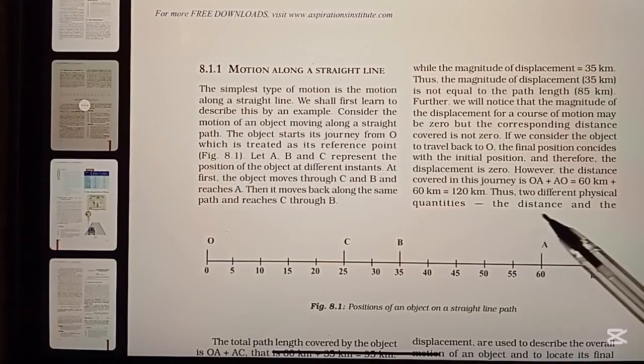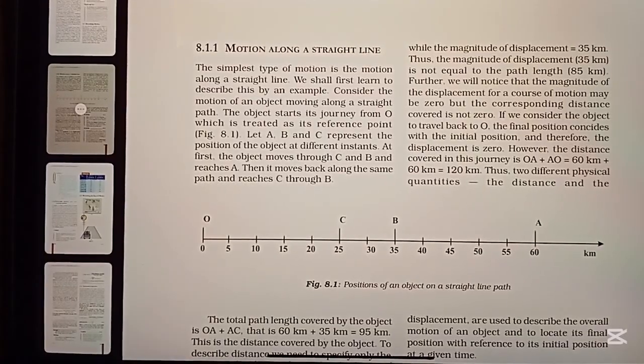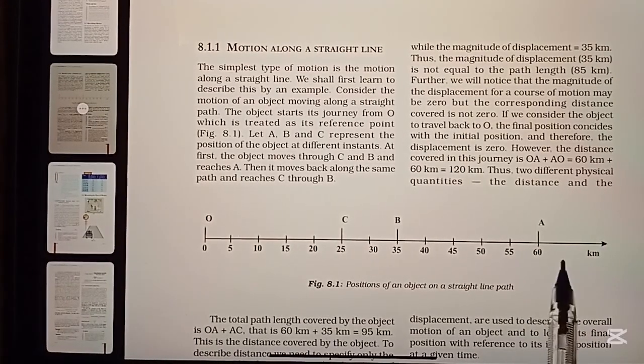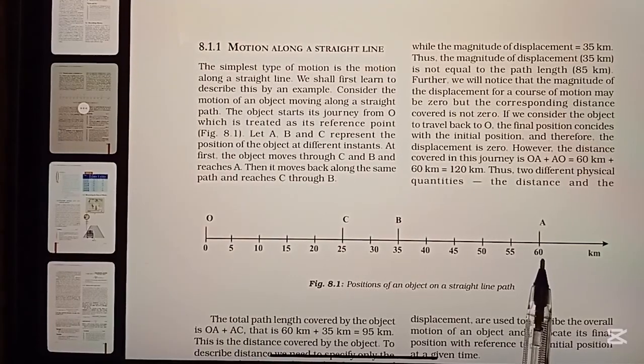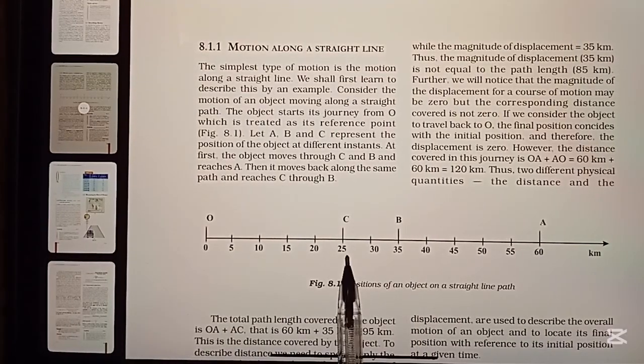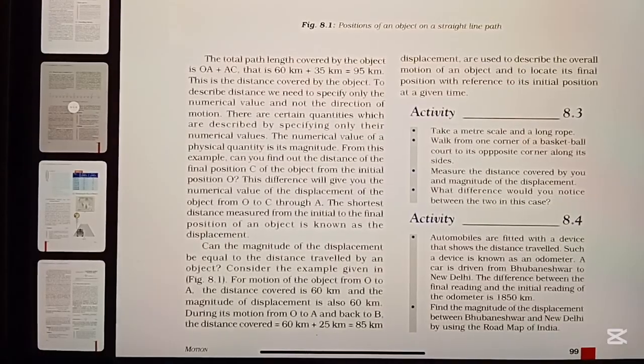Now from this you can calculate the distance. Distance is calculated when you add the total length the object has traveled. So over here it will be 60. It traveled all the way till 60. Then 60 to 35, 35 to 20. So that's how you calculate motion or the distance.